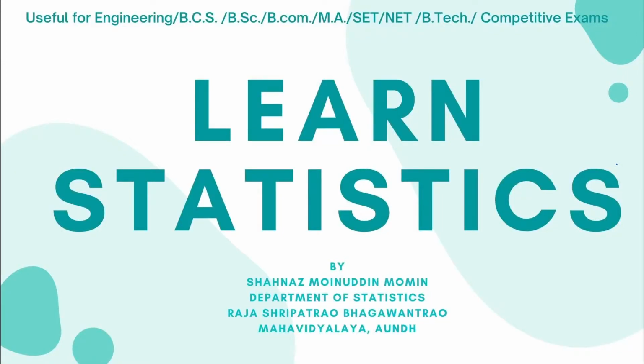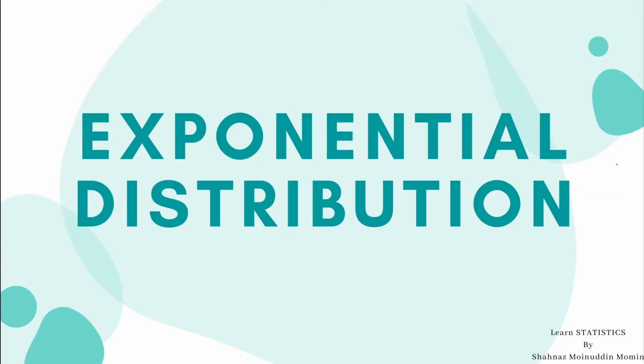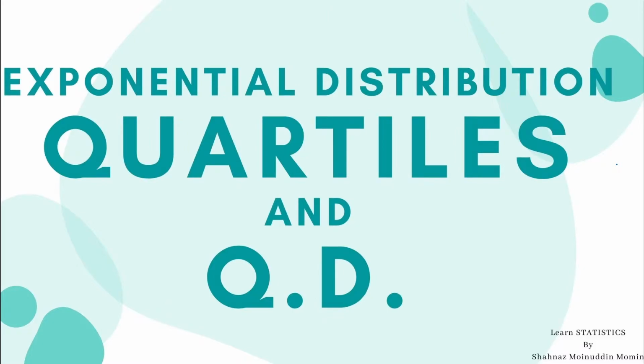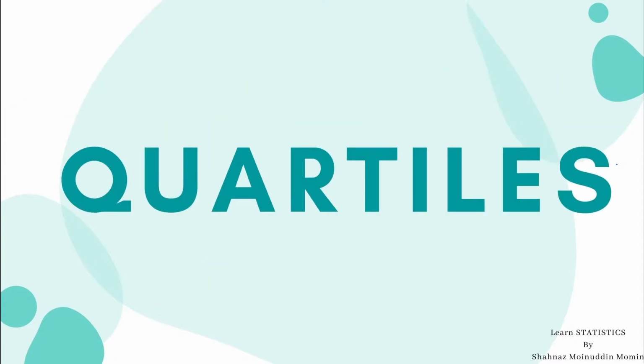In this class, we are going to study statistical concepts in a simple and easy way. The topic of today's lecture is exponential distribution. In this topic, we are going to study 2 points: number 1, quartiles, and number 2, quartile deviation, denoted by QD. So, let us start with the first point, quartiles.